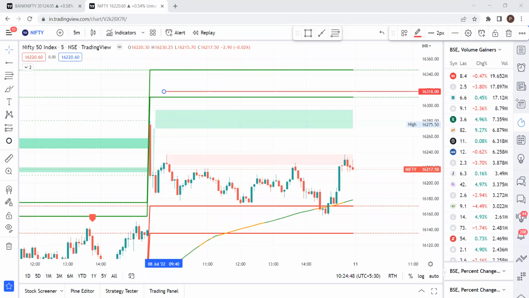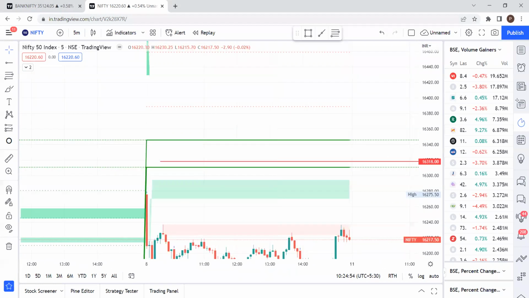And then when it crosses above this area, let's say the stock is crossing this area, what will be your profit booking? Your profit booking will be on these dotted lines here. This will be the first level of booking area. And then if it crosses above this level, we have a second level of booking area. So these two areas should be considered for profit booking.